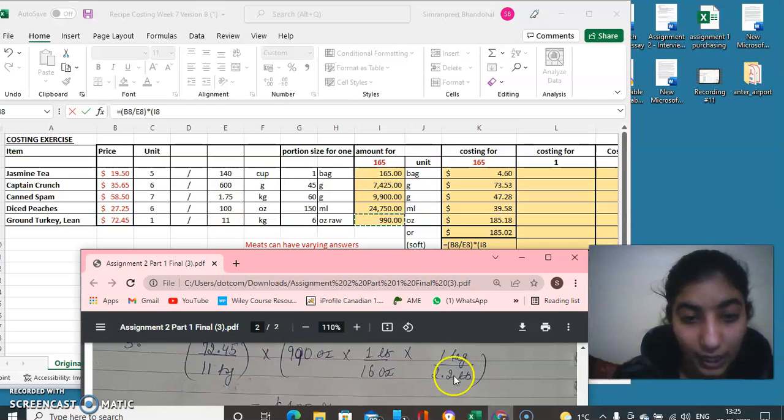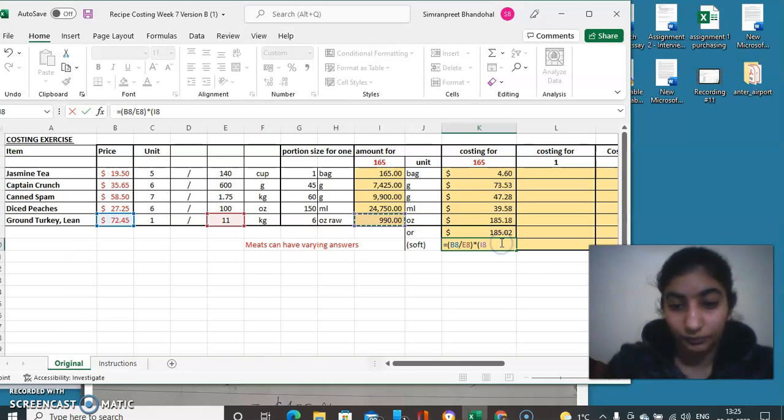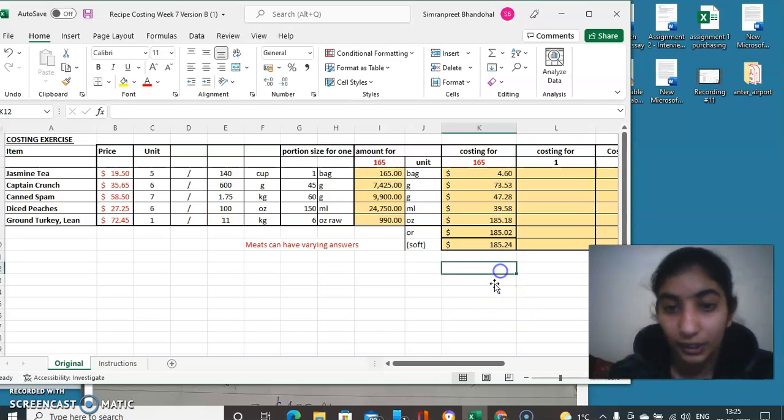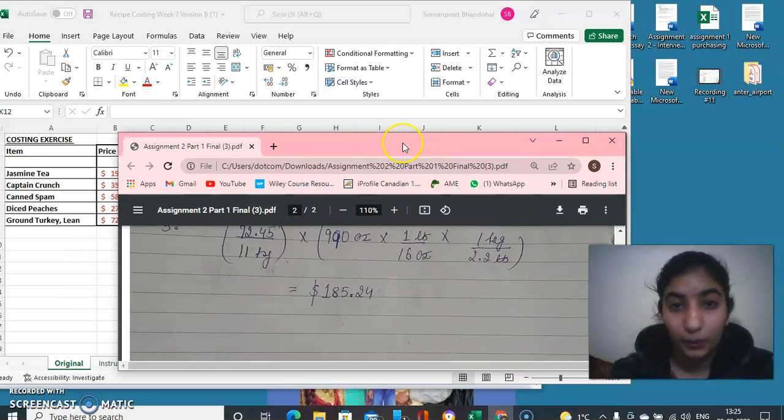990, and here we have to divide it by 16 and then further divide it by 2.2. Bracket close and then press enter. Here we got the exact result as our handwritten calculation, that is 185.24.